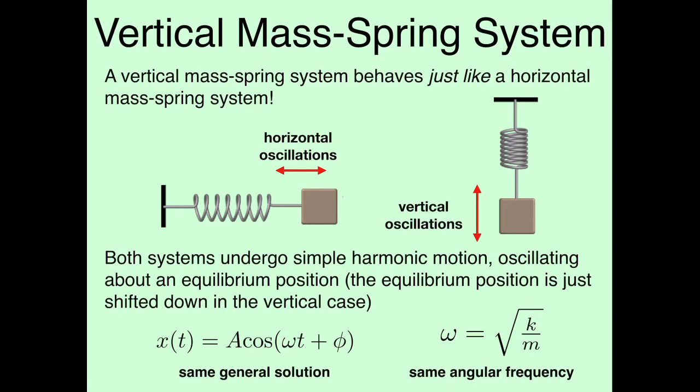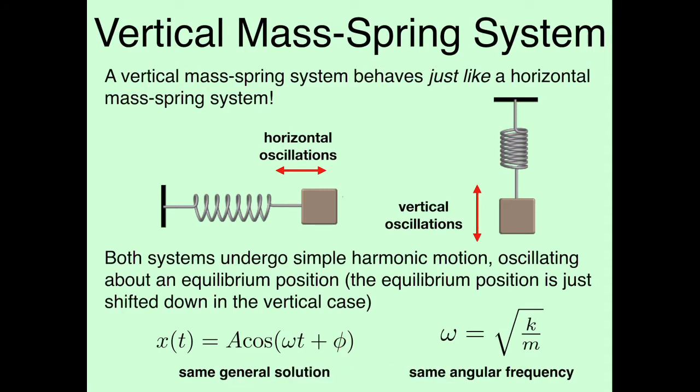So we have the same general solution, which is given by position x as a function of time is A cosine omega t plus phi, where A is the amplitude, omega is what we call the angular frequency, and then phi is that phase angle from before.